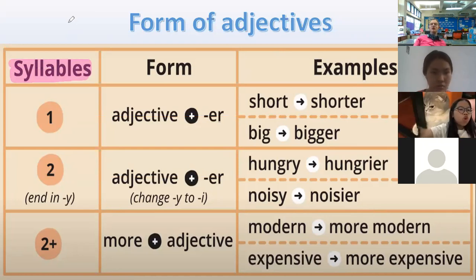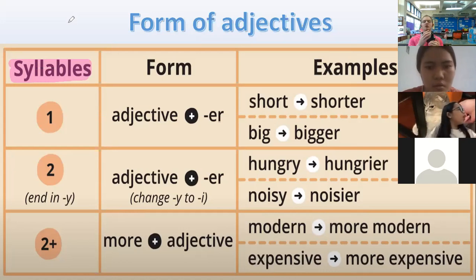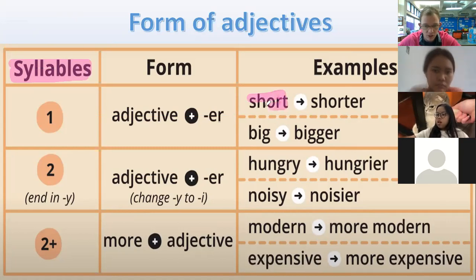If we compare it to the Thai language, English has syllables and word stress, and the Thai language has tones. So that is the difference: in Thai we use certain tones to say a word in a certain way, while in English we use syllables and word stress. So firstly, let's quickly look at syllables. Here we have a couple of words. First word is short. Then we have noisy, and we have expensive.